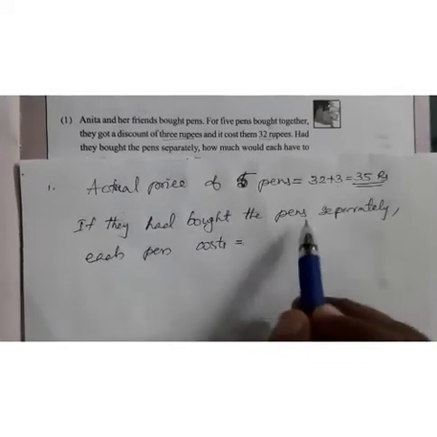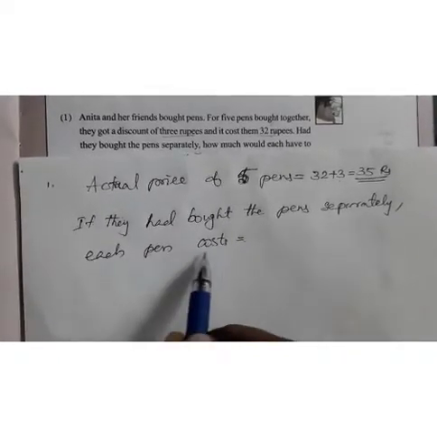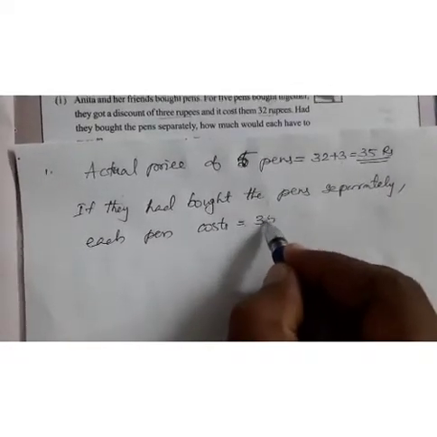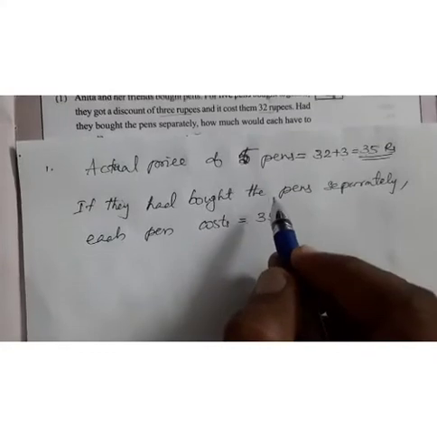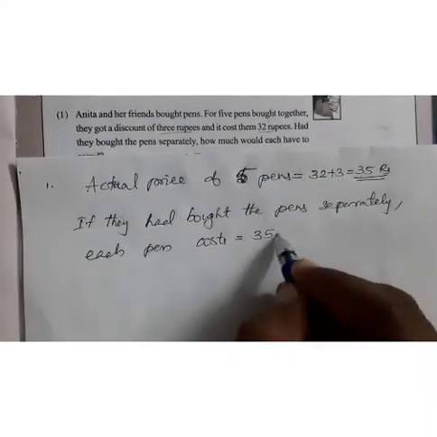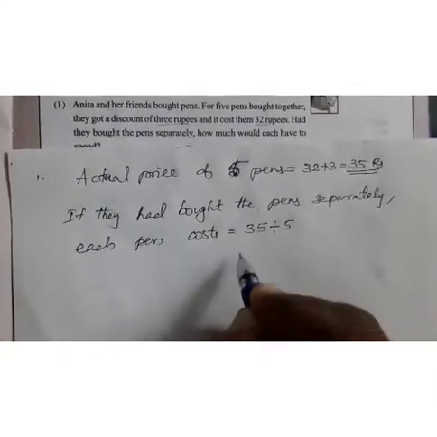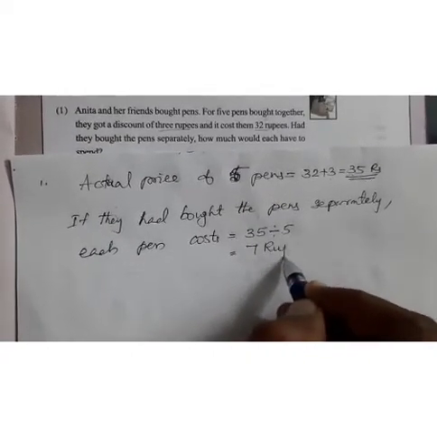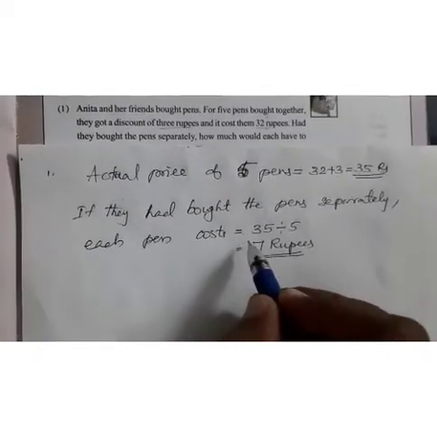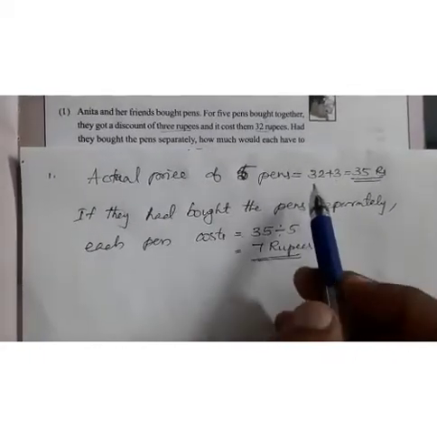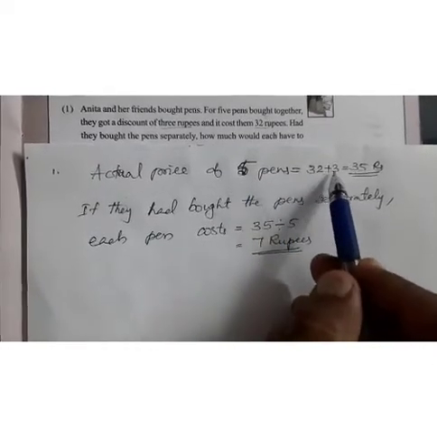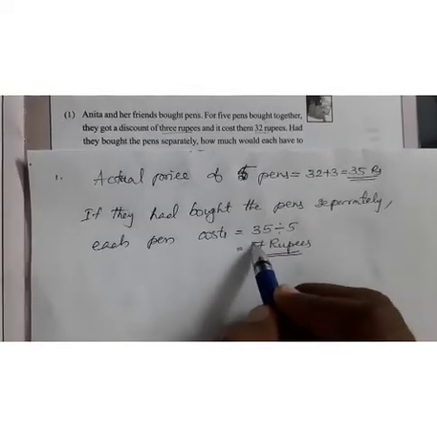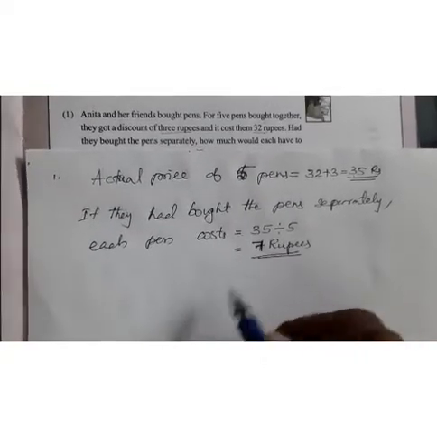If they had bought the pen separately, how much is the cost of each pen? So without discount, it is 35. They have bought how many pens? 5 pens they got. So divided by 5. So 35 by 5 is how much? 7 rupees. So that is the actual cost of the pen. They bought it together, that's why they got a discount of 3 rupees. So if they bought it separately, each pen we have to buy it for 7 rupees.